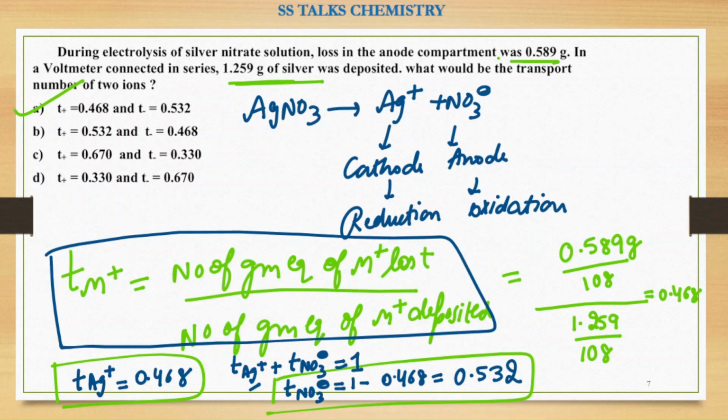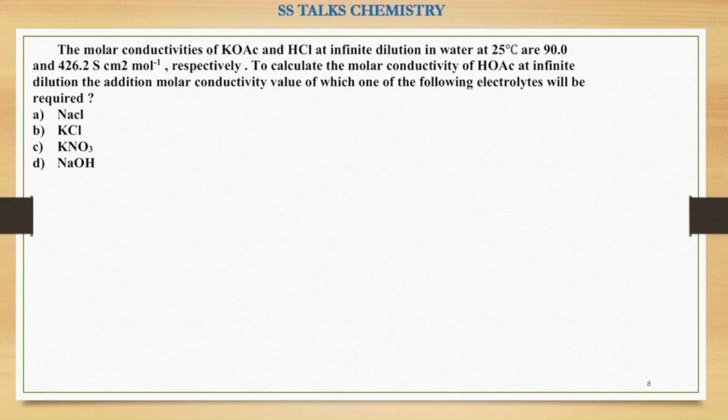Okay. Next one we have is this question. It says the molar conductivities of KOAc, that means this salt, and HCl at infinite dilution in water at 25 degrees centigrade are this much and this much respectively. To find the molar conductivity of acetic acid at infinite dilution, the additional molar conductivity value of which one of the following electrolytes will be required. So here you have KOAc given, and along with that HCl is given. We need to find this for HOAc.